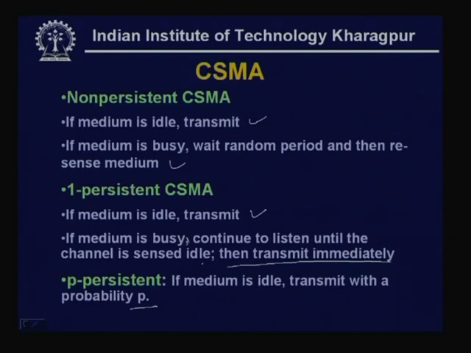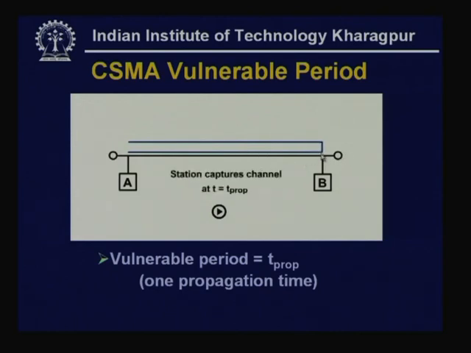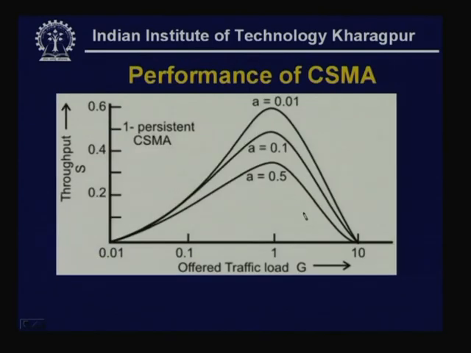So, these are the three basic techniques used here, and in this particular case, let us see what the vulnerable period is, because the vulnerable period plays a very important role so far as the throughput is concerned. In case of CSMA, as you can see, the packet is going from one end to the other end of the network, and by the time it reaches the other end, if no collision takes place, then within one propagation time, the station captures the medium. So, the vulnerable period is the propagation time, and we know that the propagation time is usually small compared to the transmission time. That is why the vulnerable period is relatively smaller in case of the CSMA technique.